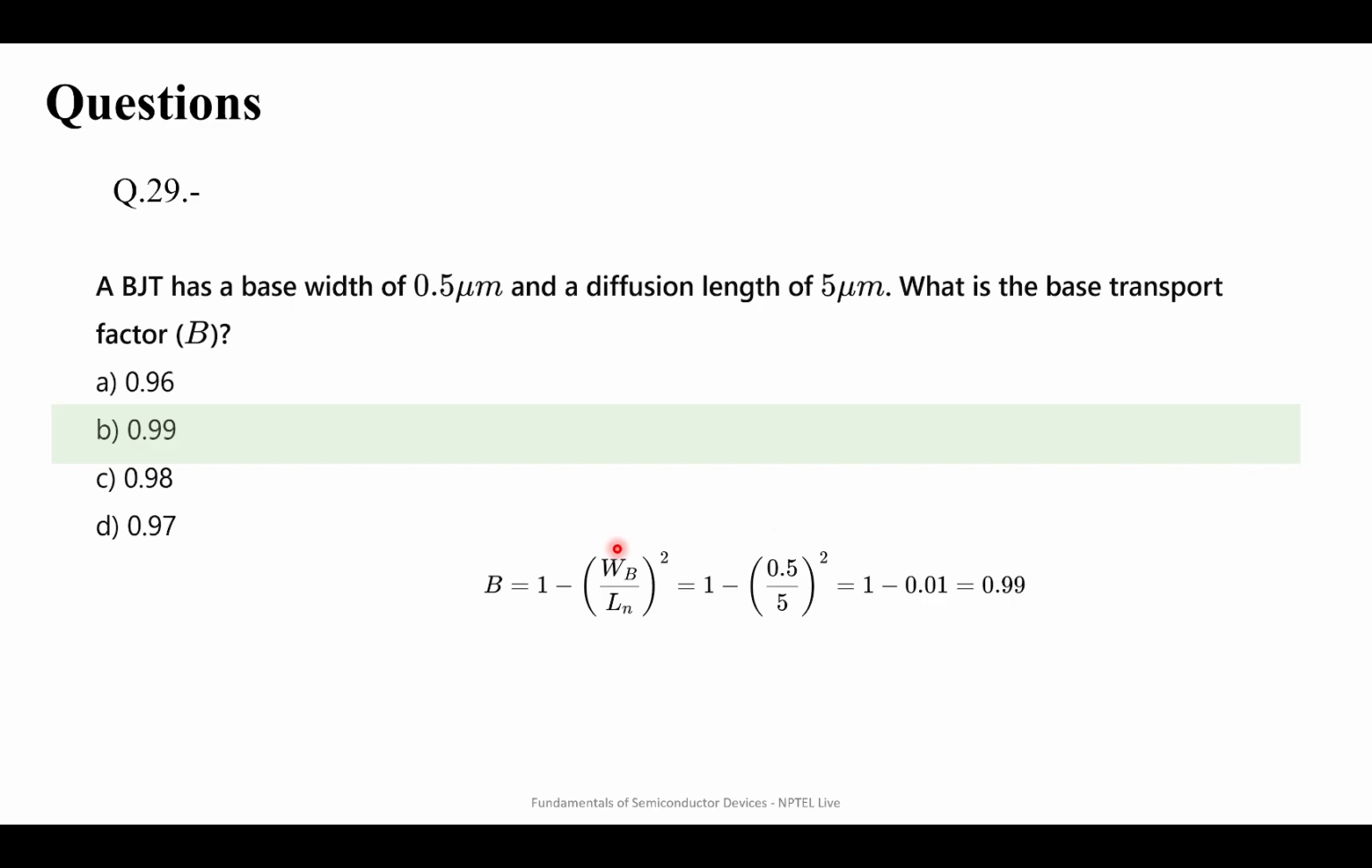So if you see this question, your base transport factor is given by 1 minus WB by Ln whole square. And Ln, you know, is the square root of Dn times tau. So in your question, your Dn is given as 100 centimeter square per second and your tau is given as 10 nanoseconds. From this, you can calculate your diffusion length Ln and your WB here is given as 5 micrometer. So if you put all these values here, you can calculate your base transport factor.